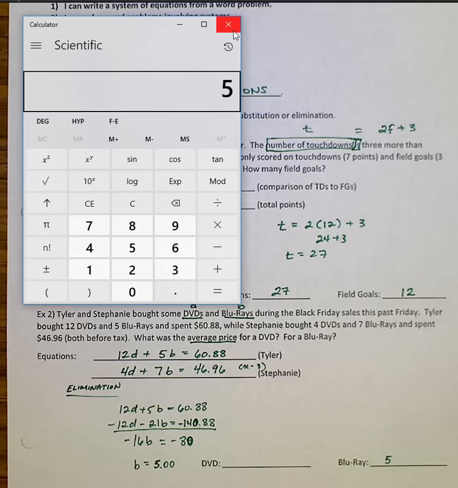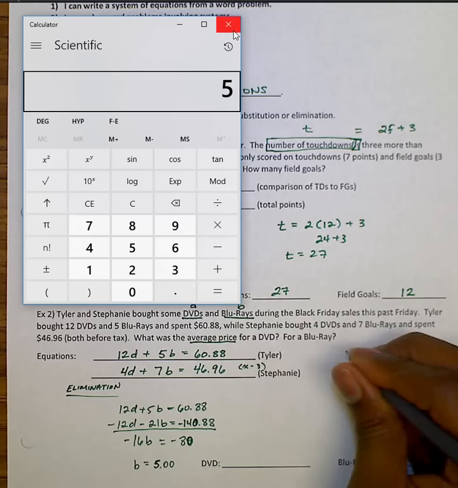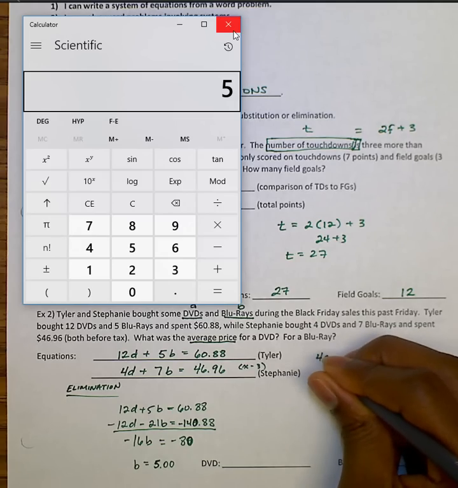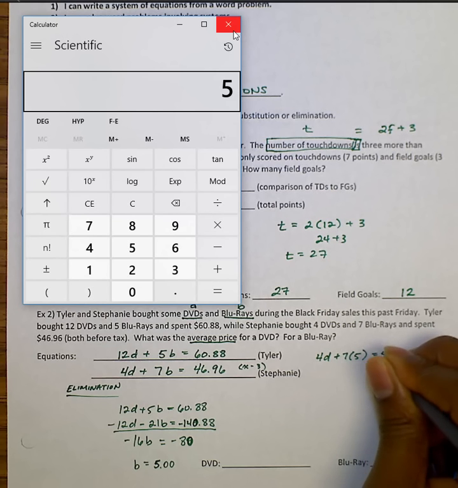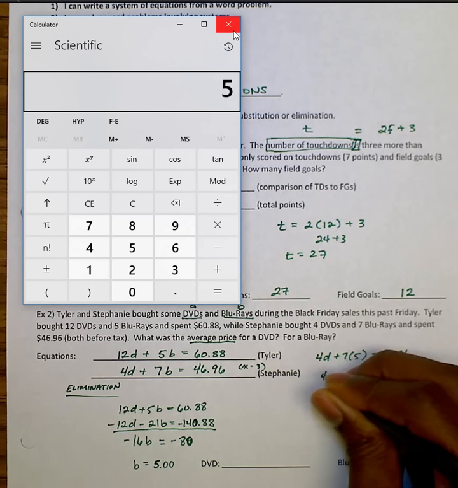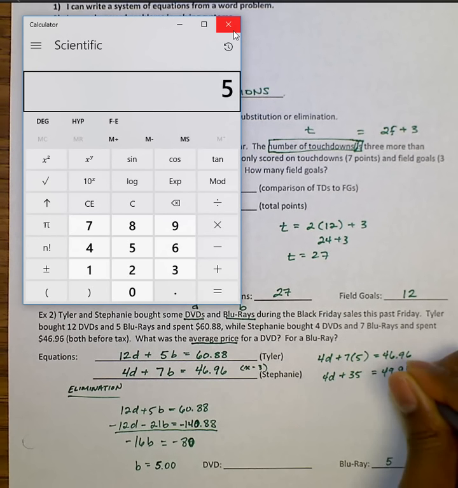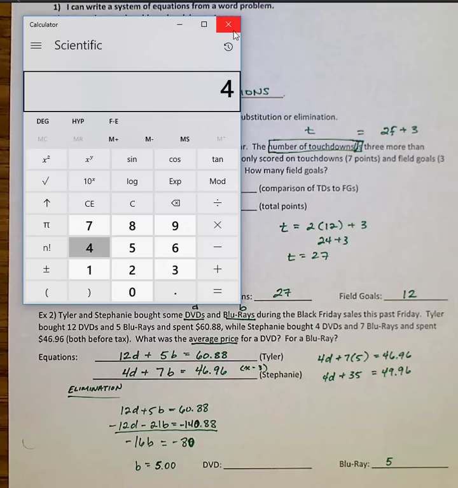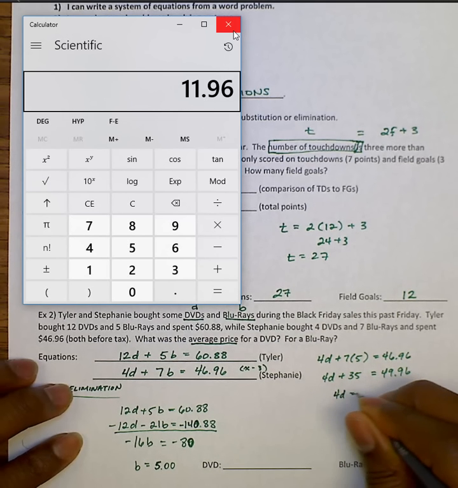Okay, and so now that I know that's $5, I can plug that into one of the equations. I'll plug it into the bottom equation, why not? So I have 4D plus 7, I'm going to type 5 for the Blu-rays, equals 4696. So 4D plus 35 equals 4696. Okay, 4696 minus 35 gives me 1196. So 4D equals 1196.